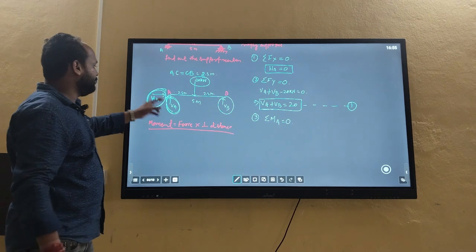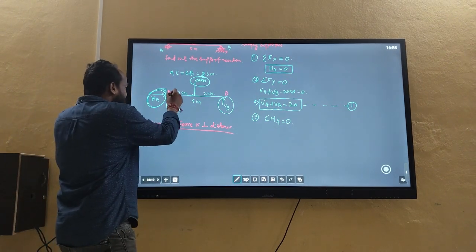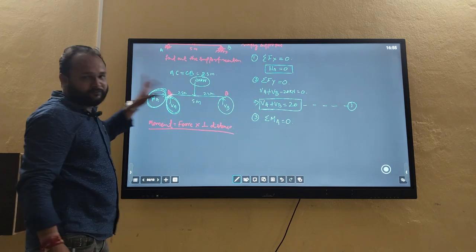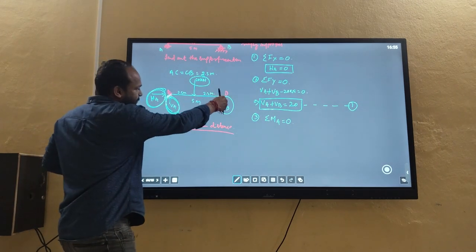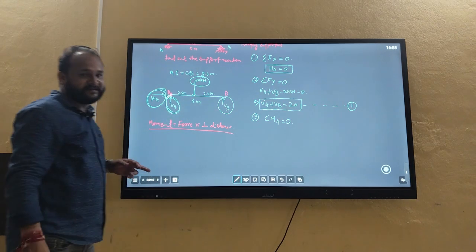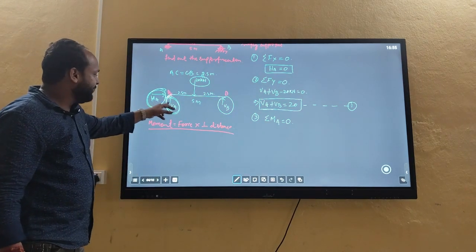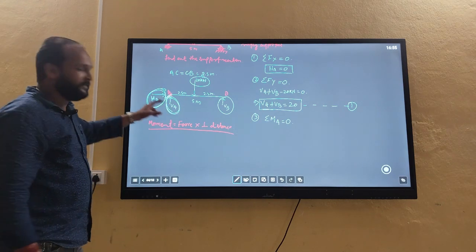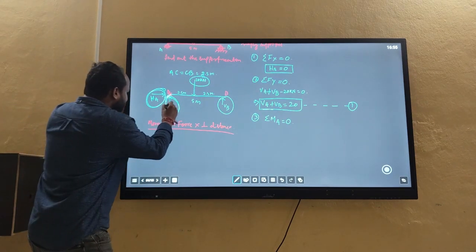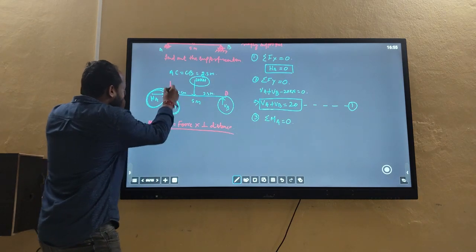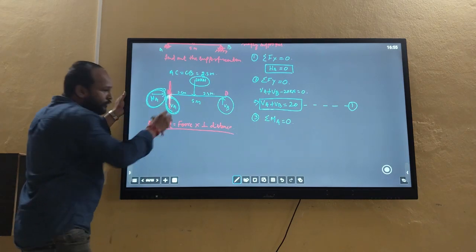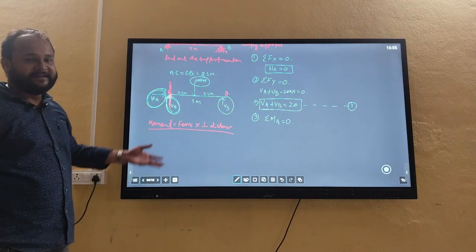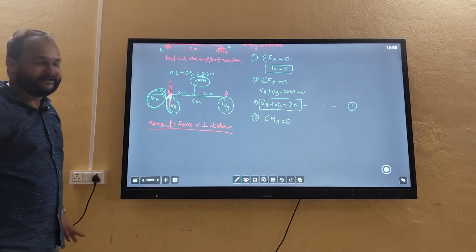Okay. So whenever we are calculating the moment at this point, due to this force, one moment will be generated. Due to this force, one moment will also be generated. But due to VA, particularly for VA, no moment will be generated because this reaction force is acting along the point. So there is no perpendicular distance between VA and point A. That's why no moment will be generated.